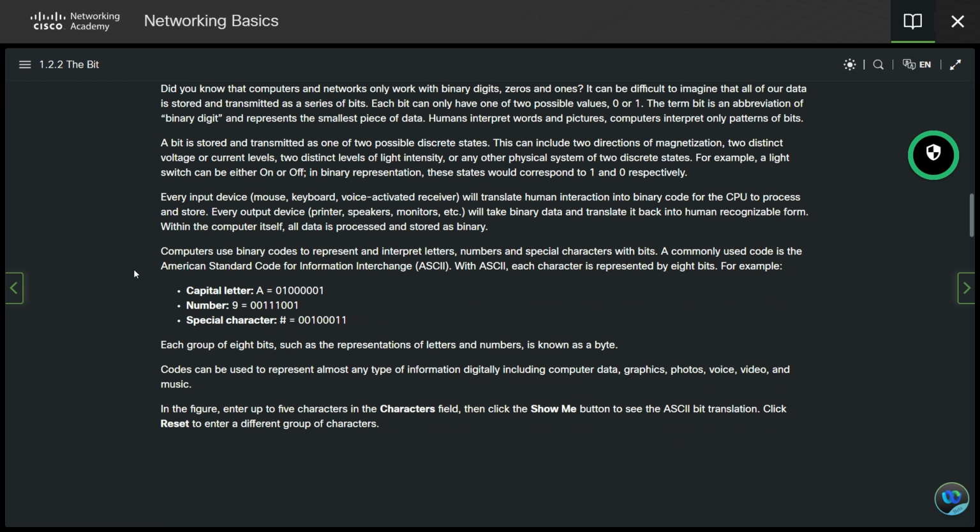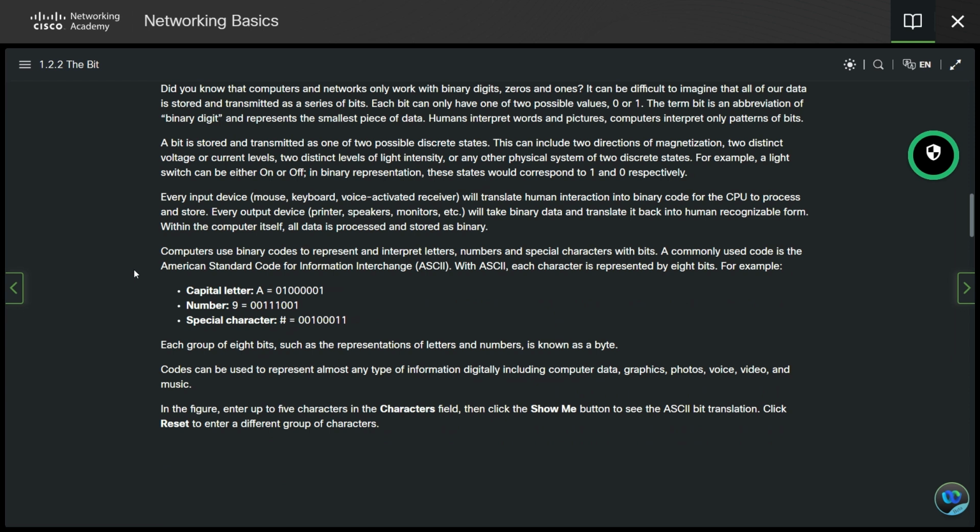Okay, did you know that computers and networks only work with binary digits, zeros and ones? It can be difficult to imagine that a lot of data is stored and transmitted as a series of bits. Each bit can only have one of two possible values, zero or one. The term bit is an abbreviation of binary digit and represents the smallest piece of data.